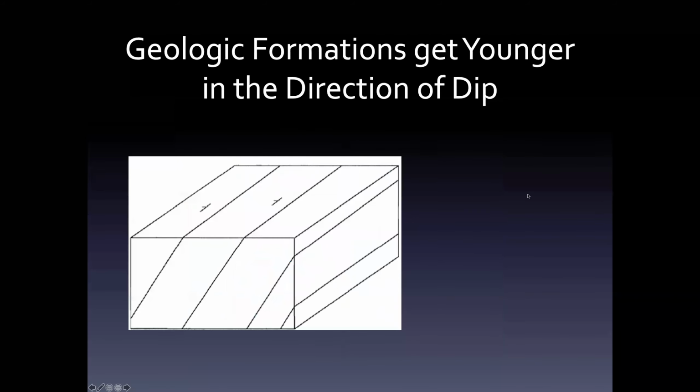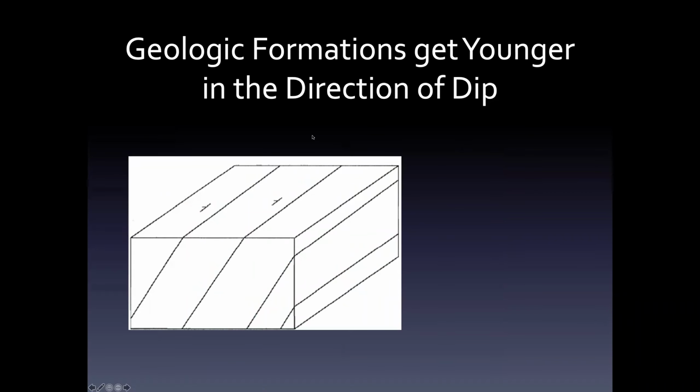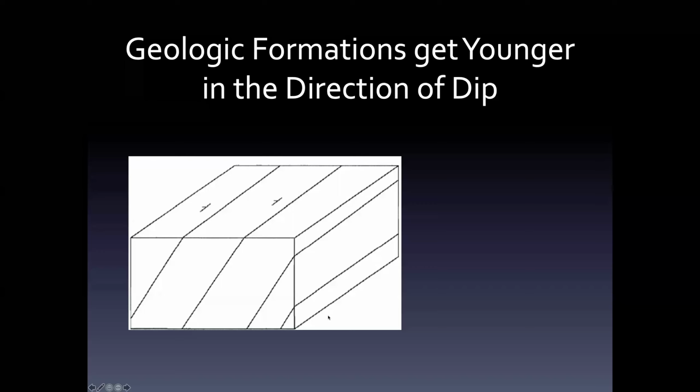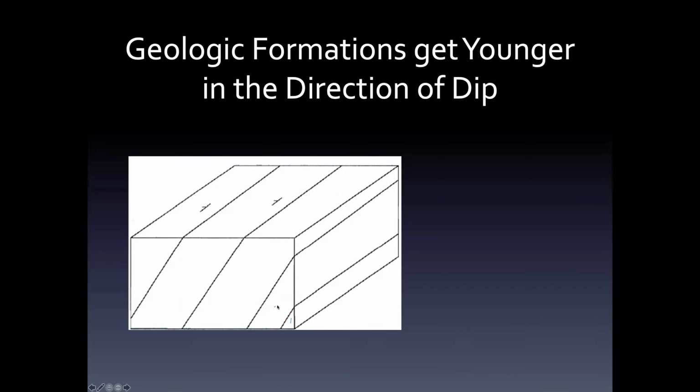So let's take a look at one of our formations where the beds get younger in the direction of dip. Here's a map view. We have a strike and dip symbol. We don't know what the angle is. We know that the beds, the contacts, all are going to be striking parallel to that strike symbol, and the dips have to be going off to the left. If the dips are going off to the left, then this bed is oldest, and we get younger in this direction.